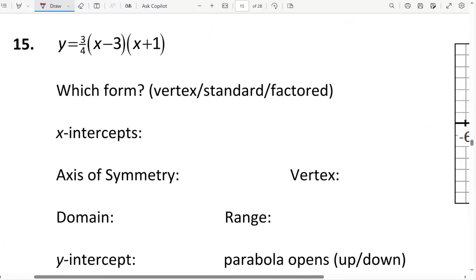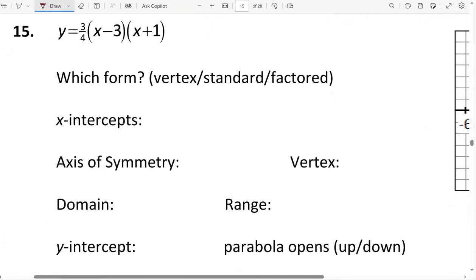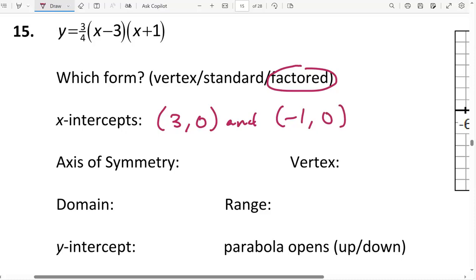All right, let's take a look at number 15. In 15, we have a factored form because it is factored. Our x-intercepts are 3, 0, and negative 1, 0. Those we can find from looking directly at the factored form. The axis of symmetry and the vertex have to be found indirectly.